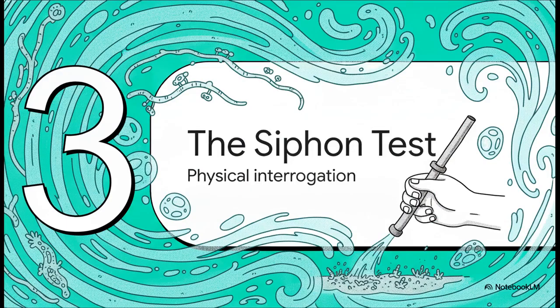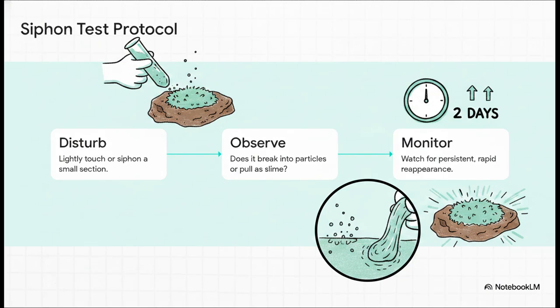All right, Section 3, the siphon test, physical interrogation. This is where things get really fun. We're moving from just looking to actively disturbing the growth to see exactly how it behaves under pressure. Walk through the siphon test protocol with me for a second. Step 1, lightly touch, nudge, or siphon just a small section of the mysterious growth. Now don't go crazy here, just pick a tiny test patch.